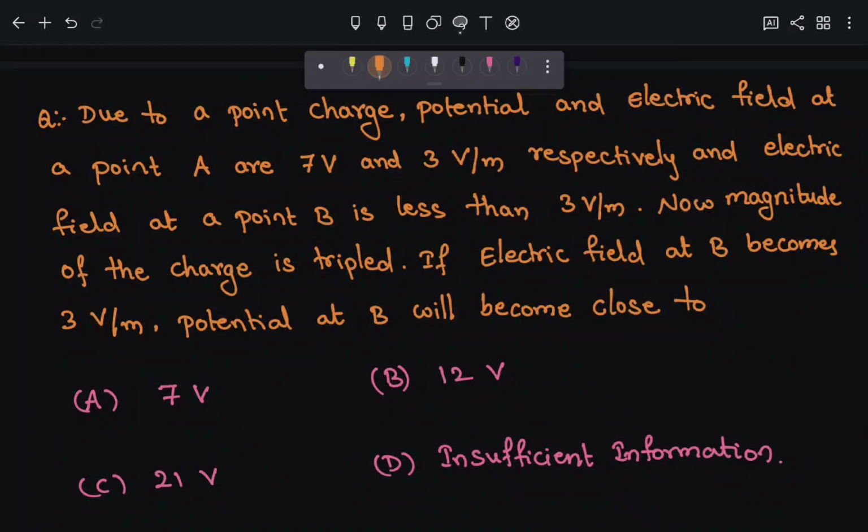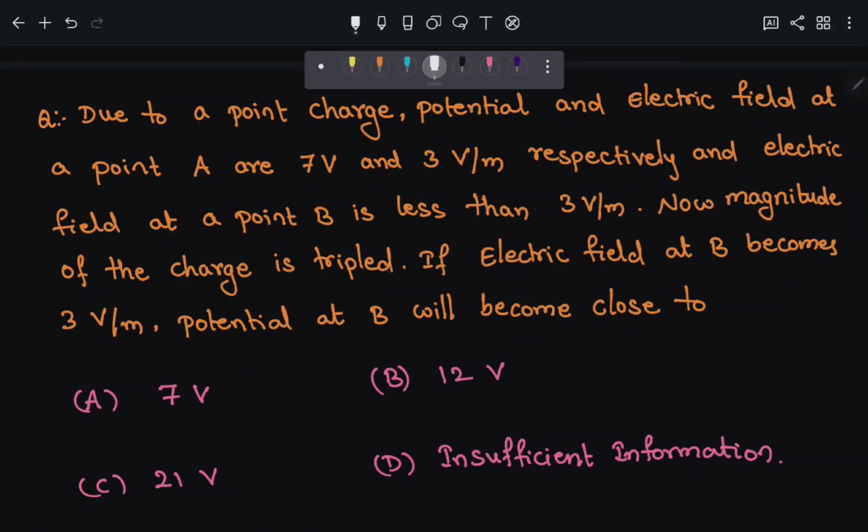And the electric field at a point B is less than 3 volt per meter. They didn't say it specifically, but they mentioned that it is less than 3 volt per meter. Now the magnitude of the charge is tripled. If the electric field at B becomes 3 volt per meter, what is going to be the potential at that point? The options given are 7 volt, 7 volt, 12 volt, 21 volt, and data insufficient. These are the four answers which they have mentioned. So let us see now what might be the suitable answer for it.